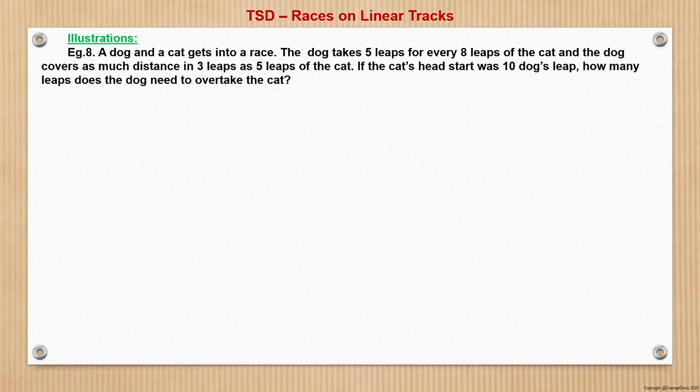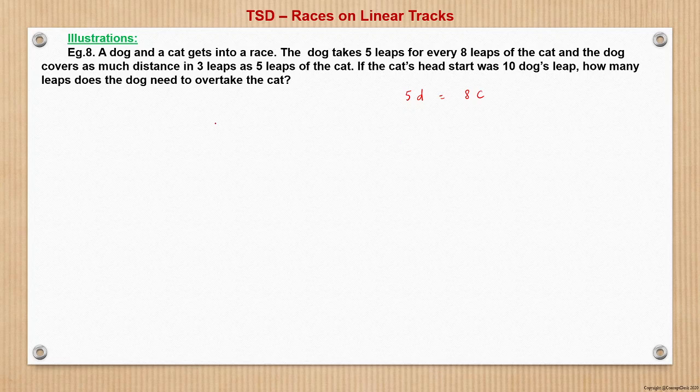The question is again based on the races between dogs and cats. So a dog and a cat get into a race. The dog takes 5 leaps for every 8 leaps of the cat. So that means if one leap of the dog is D, then 5D is equal to 8C. And the dog covers as much.